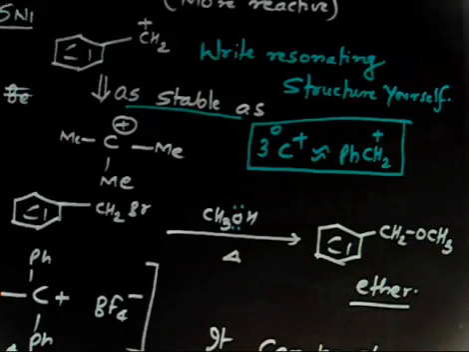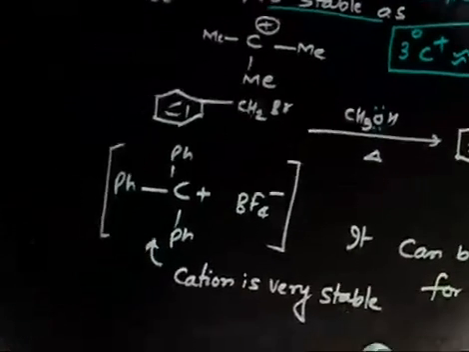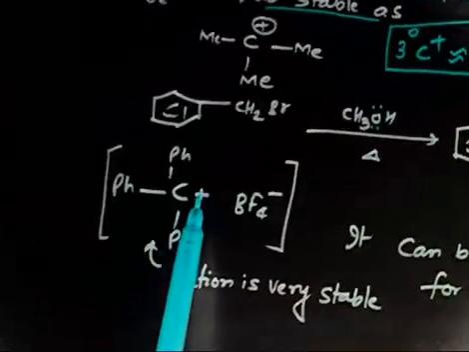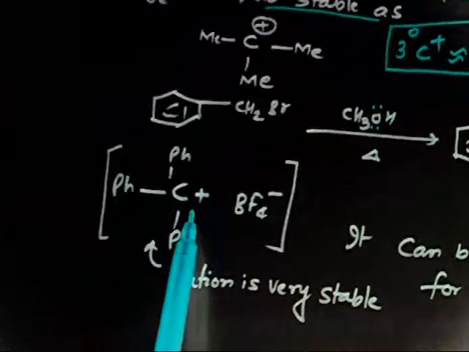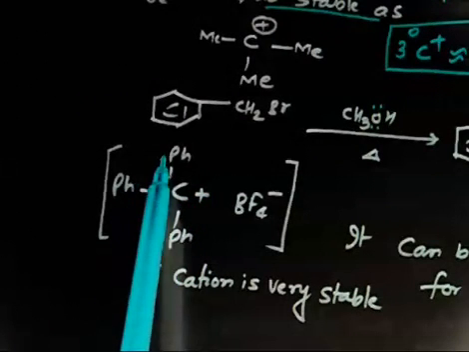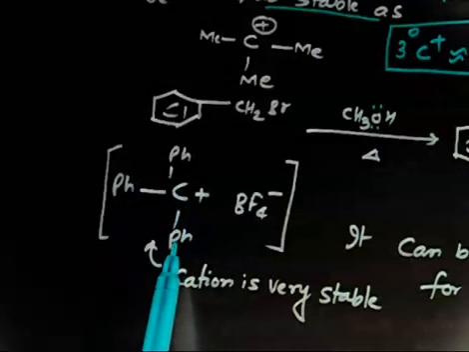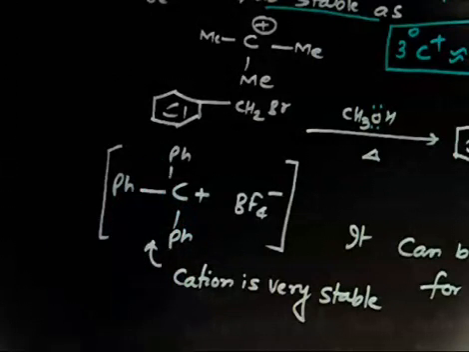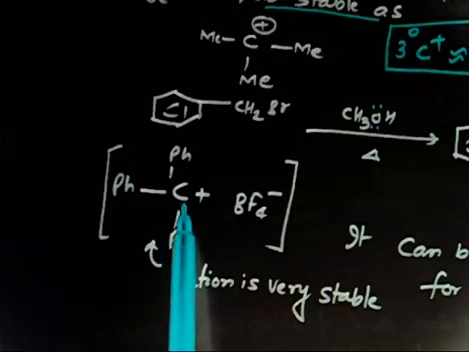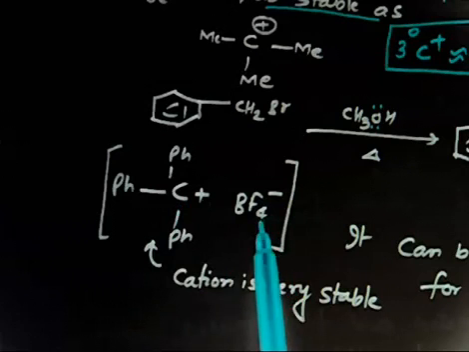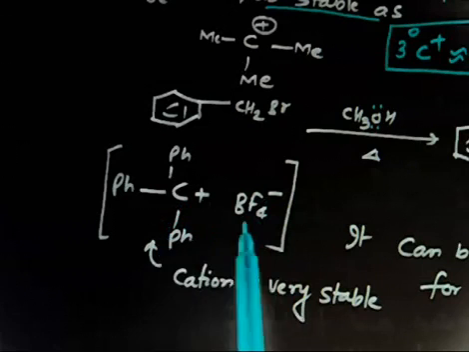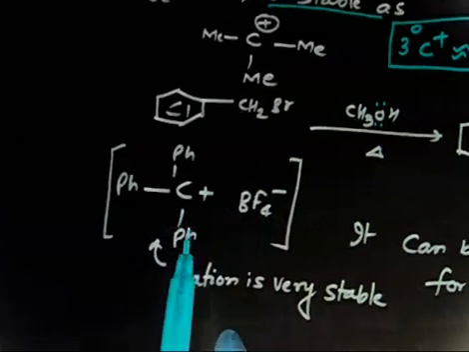Now see, I said benzylic carbocations are stable due to the resonance. Now if you see this compound, this is again a carbocation, and this carbocation is very stable. Why is this so? Because of a Ph ring, Ph ring, Ph ring. So this carbocation is resonance stabilized by this Ph group as well as this Ph group. So this carbocation is very stable. And that's why this carbocation with some negative anion, let us say BF4-, is a salt. So this cation is stable in ionic form.